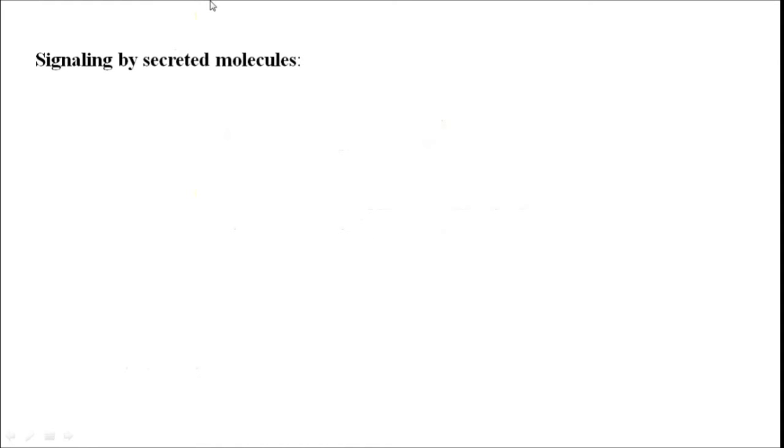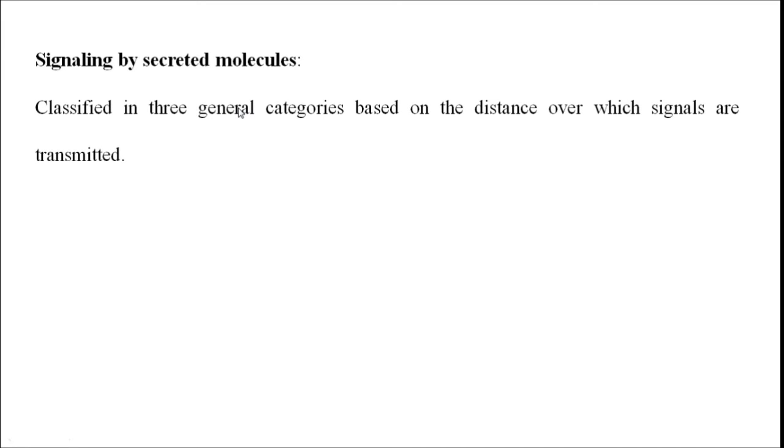Now let's discuss the different signaling modes by secreted molecules. These are classified into three types, and such categorization is based on the distance over which these signaling molecules are transmitted. The first type is endocrine signaling.